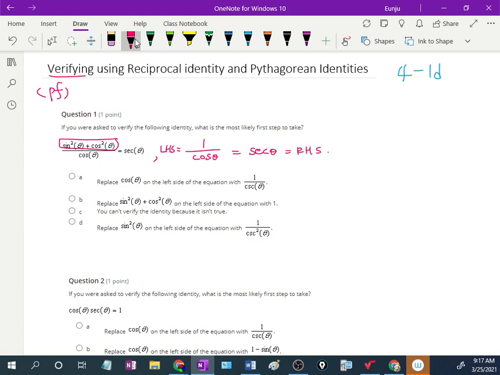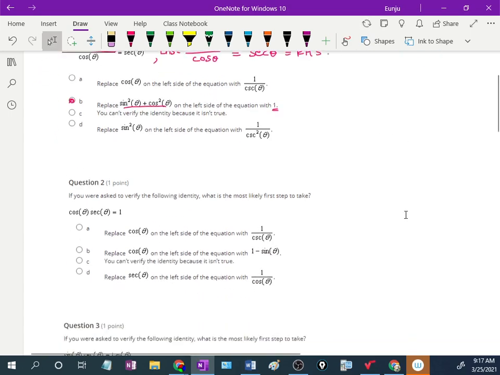So what is the correct answer? Replace this on the left-hand side of the equation with number 1, because that is Pythagorean identity. Okay, so I use the Pythagorean identity in the first step. Make sense? Okay, next one.